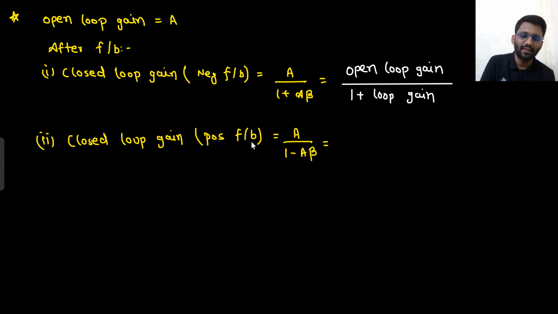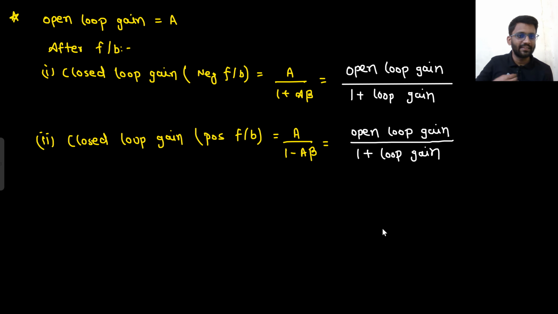And if there is positive feedback, what will be your closed loop gain? Closed loop gain would be open loop gain divided by 1 plus loop gain. Here also the plus sign is there. Why is it so? Because loop gain for positive feedback is minus A beta. So always your closed loop gain is open loop gain divided by 1 plus loop gain. This is what you need to remember. Nothing else.